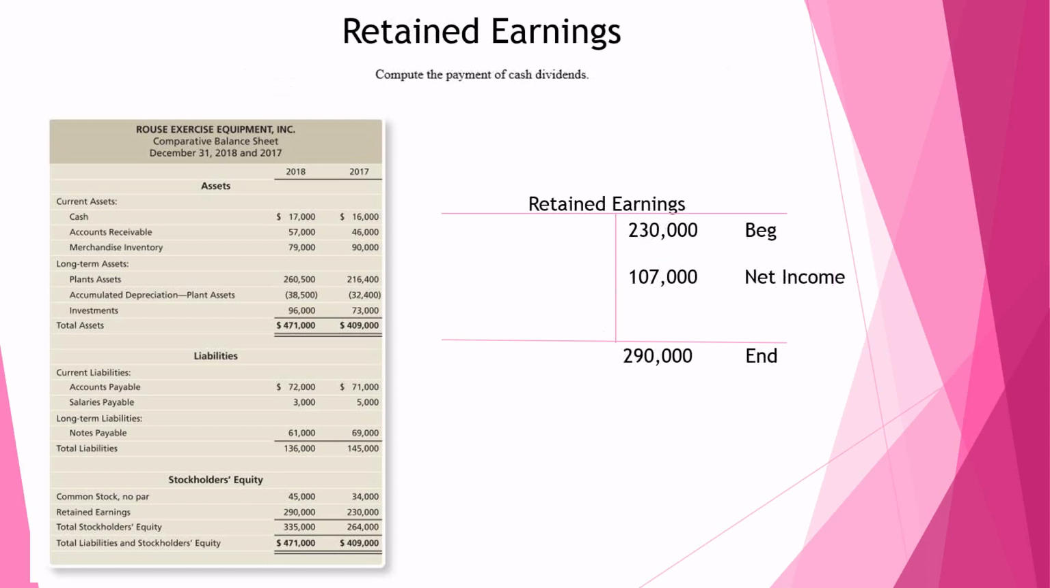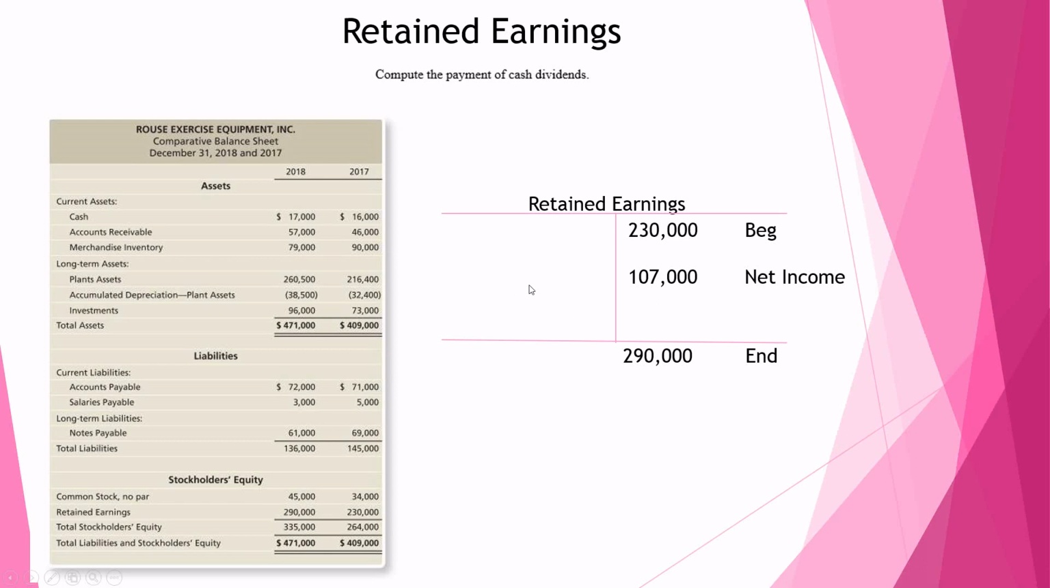Okay, now the last thing we're going to look at is our retained earnings. Now retained earnings tells us a lot. So when we look at retained earnings, we start out with our beginning balance. It's going to come right off of our balance sheet here. And our ending balance is $290,000. Now this net income would have come off of our income statement, so I gave that to you. Net income for the year was $107,000. So we know that 230 plus 107 is not 290, so that means we must have had a debit over here.